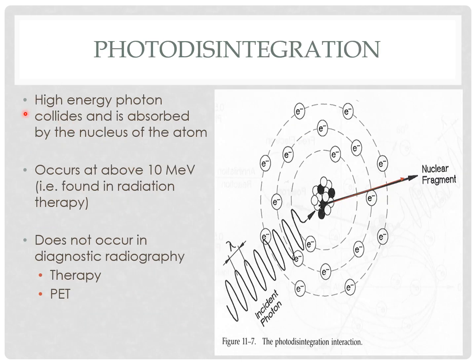In photodisintegration, a high energy photon collides and is absorbed by the nucleus of the atom. This occurs at above 10 million electron volts, found in radiation therapy. It does not occur in diagnostic radiography, only in therapy and PET scanning. Incident photon comes in, hits the nucleus, and a nuclear fragment pops out.